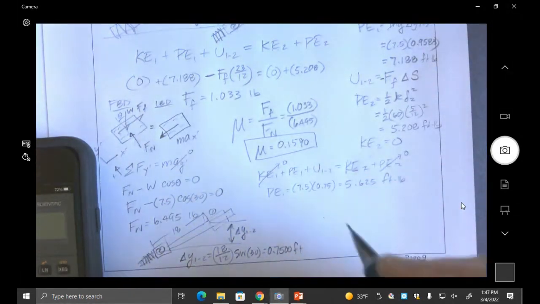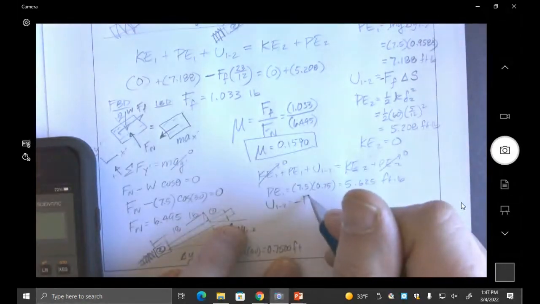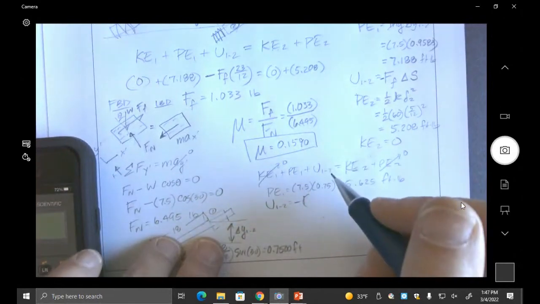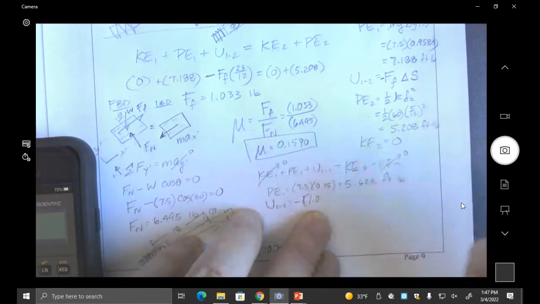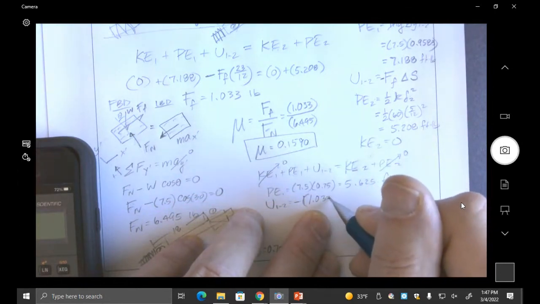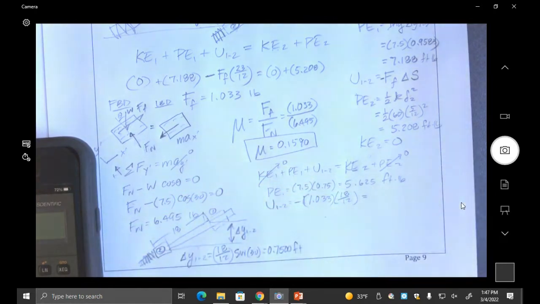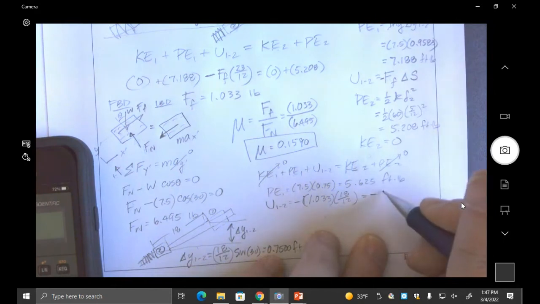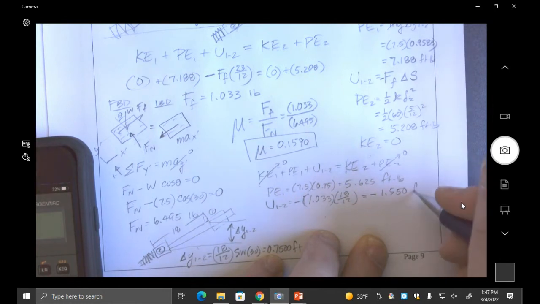Work from 1 to 2, like you said, is going to be negative. Friction force, we already figured out that friction force should be the same everywhere, because it's going to have the same normal force, therefore the same coefficient of friction. So the 1.033, but now it's going to be moving 18 inches divided by 12. So I'm going to have a negative 1.550 foot-pounds.